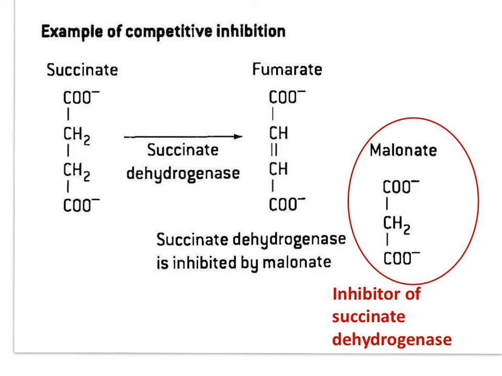In this example, we have succinate, which is metabolically transformed into fumarate by the enzyme succinate dehydrogenase. But malonate is a competitive inhibitor for the enzyme succinate dehydrogenase. You can see the structural similarity of malonate with the normal substrate of the enzyme, succinate.